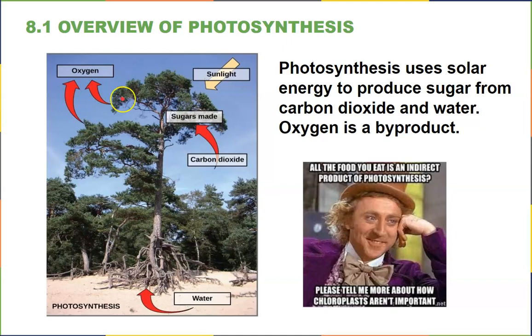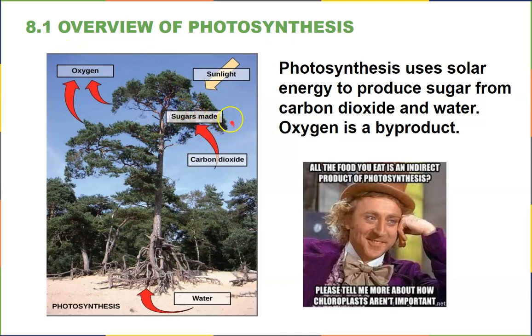Now, water has to come in through the roots. So all the way down here underground is where water comes in. So can we pick out the reactants of photosynthesis? Do we remember what the reactants are? It is carbon dioxide, sunlight, and water. So these would be the 3 things needed for photosynthesis. And then the products, sugar and oxygen.